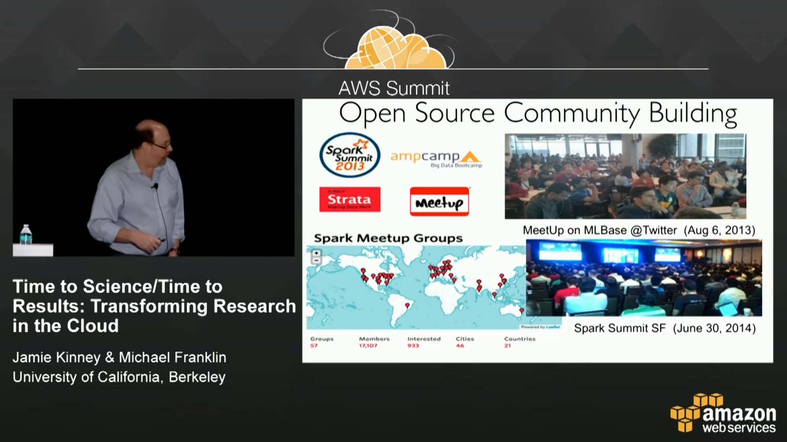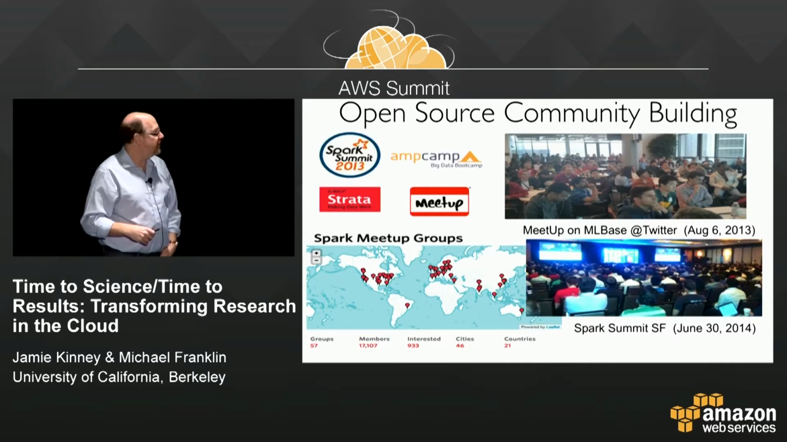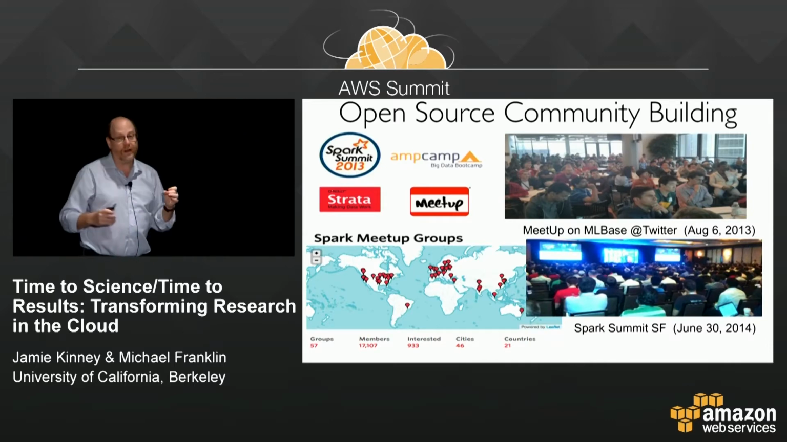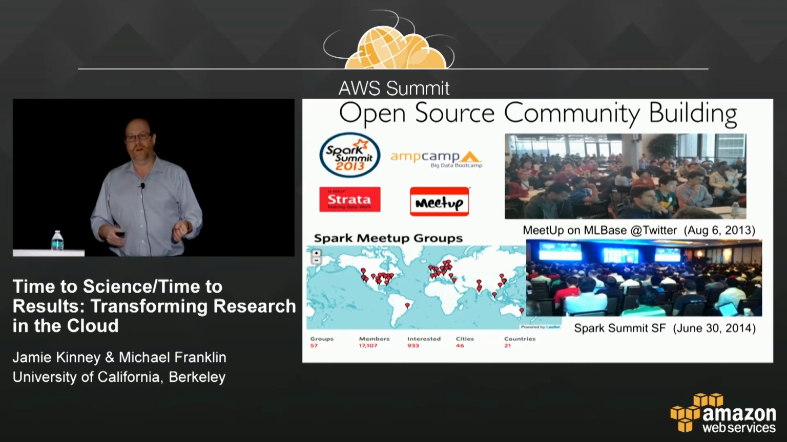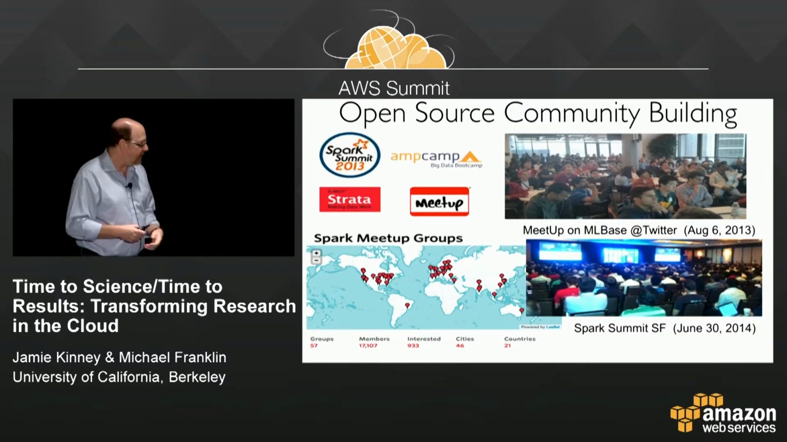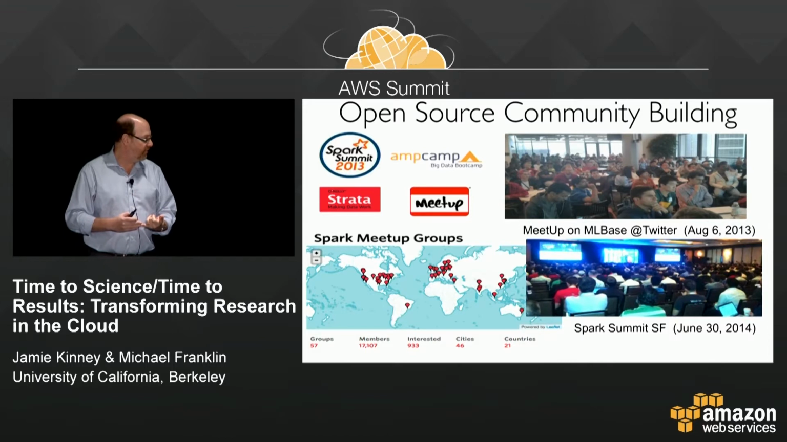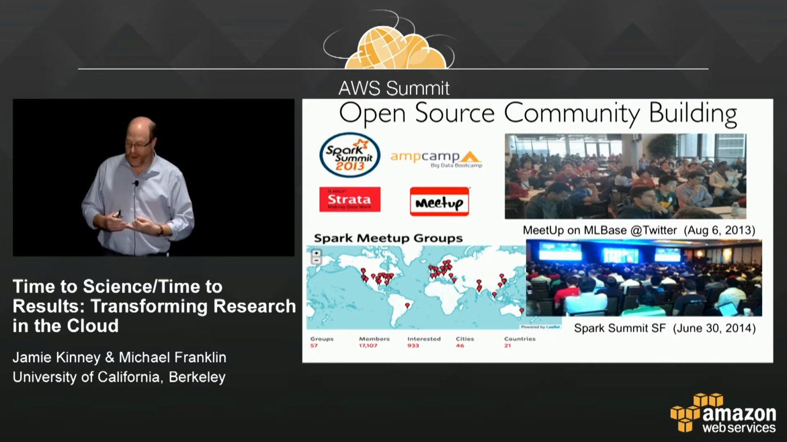Just some things that we do. We started about 3 years ago a meetup group for Spark in San Francisco. We had a few dozen people show up. There are now, as of last night, according to meetup.com, 57 meetup groups around the world in 21 different countries.